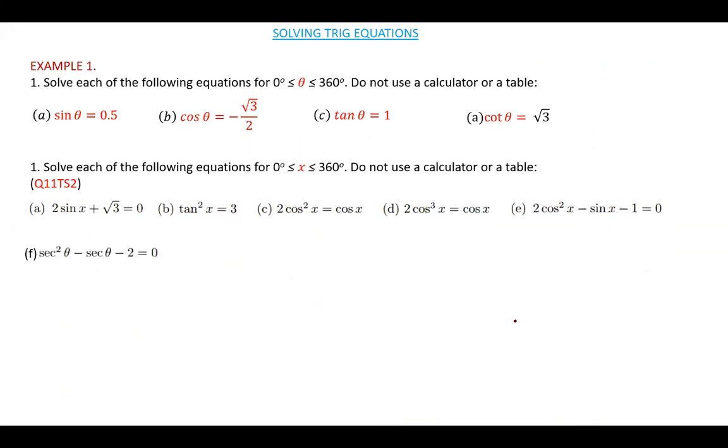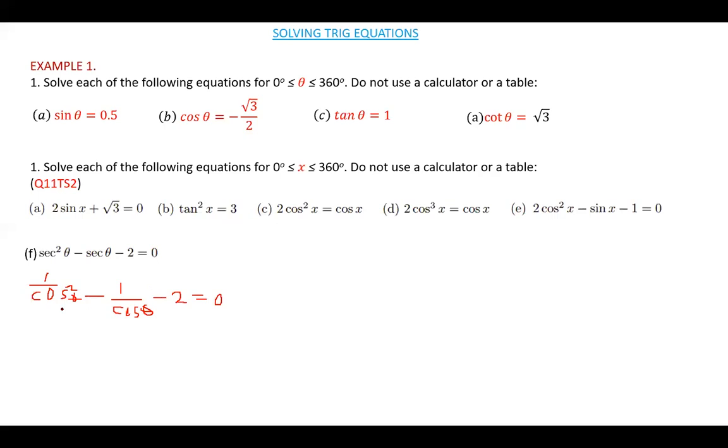So we also have sec squared theta minus sec theta minus 2. So this one you just solve the way I solved the previous one. But for sec, you know that sec is nothing but 1 over cos. So meaning you just change it like that. This 1 over cos squared theta minus 1 over cos theta, then minus 2 is equal to 0. So this is what you're going to have.